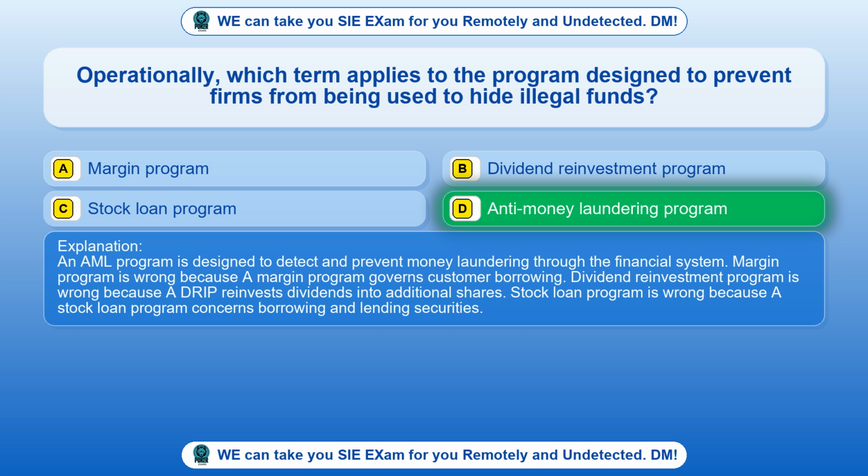Margin program is wrong because a margin program governs customer borrowing. Dividend reinvestment program is wrong because a DRIP reinvests dividends into additional shares. Stock loan program is wrong because a stock loan program concerns borrowing and lending securities.